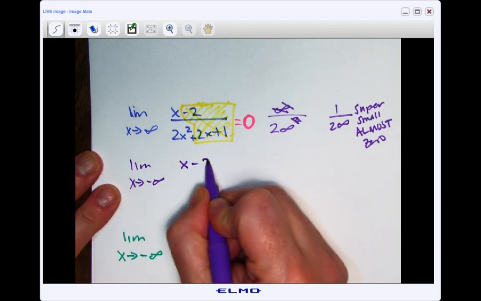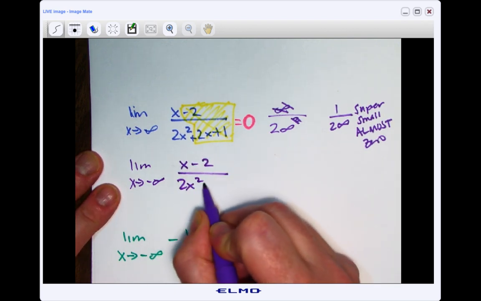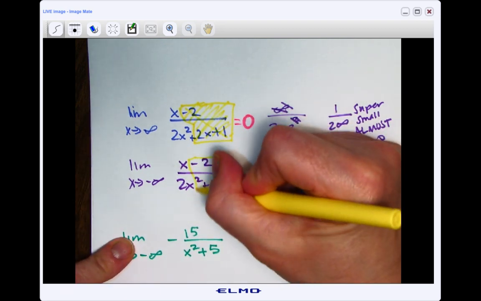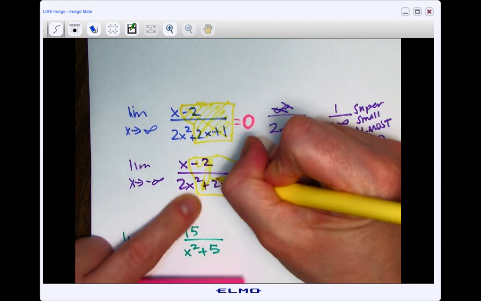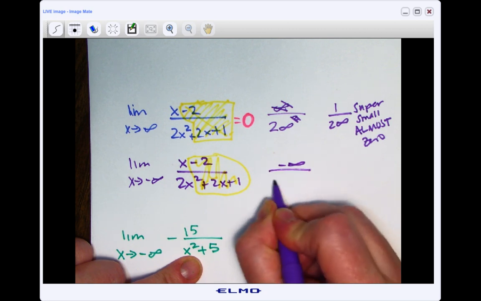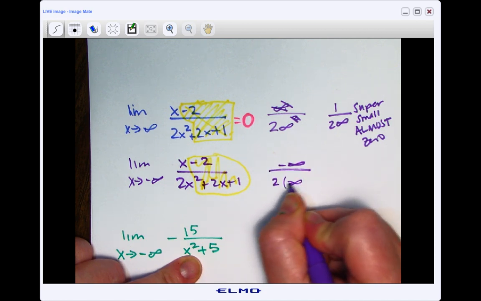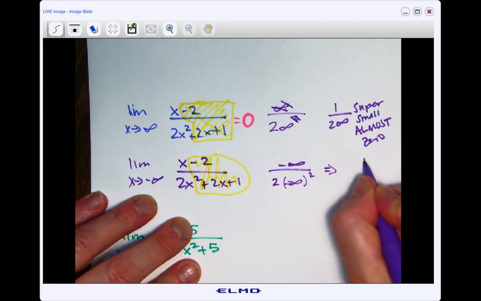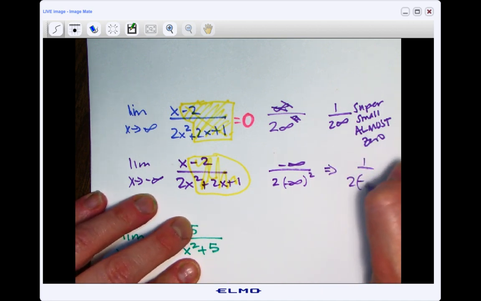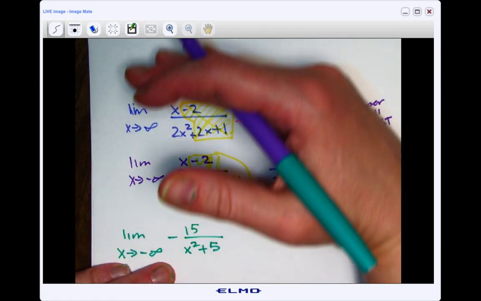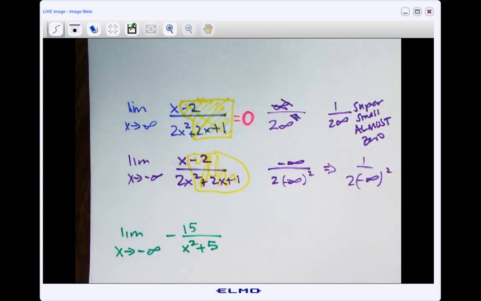Not for this particular one, it's going to come out the same, but you do want to make sure you're thinking about the signs, because for this one we're going to ignore these guys. You're going to be thinking about negative infinity over 2 times negative infinity squared. Even though this is negative, it's still a very, very small magnitude. It's getting close to zero, but it's actually approaching from underneath instead. So this one is still zero.